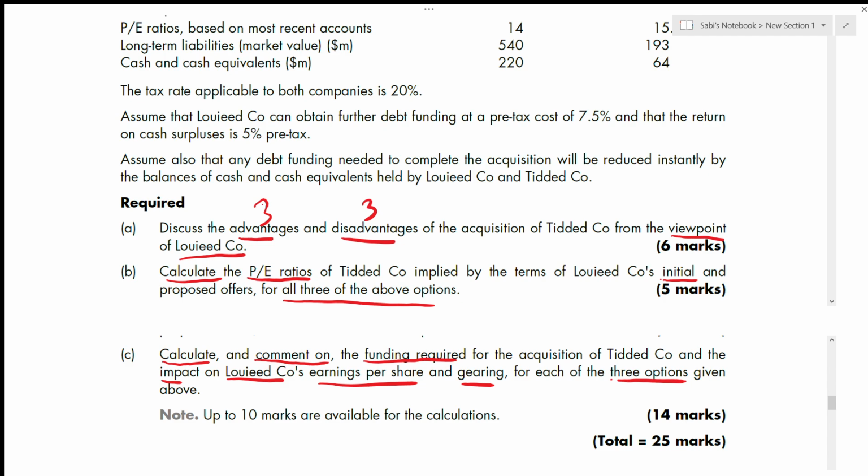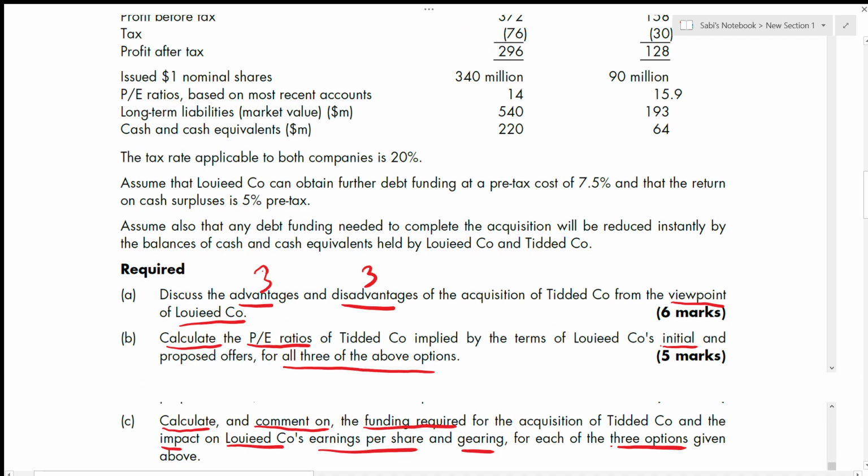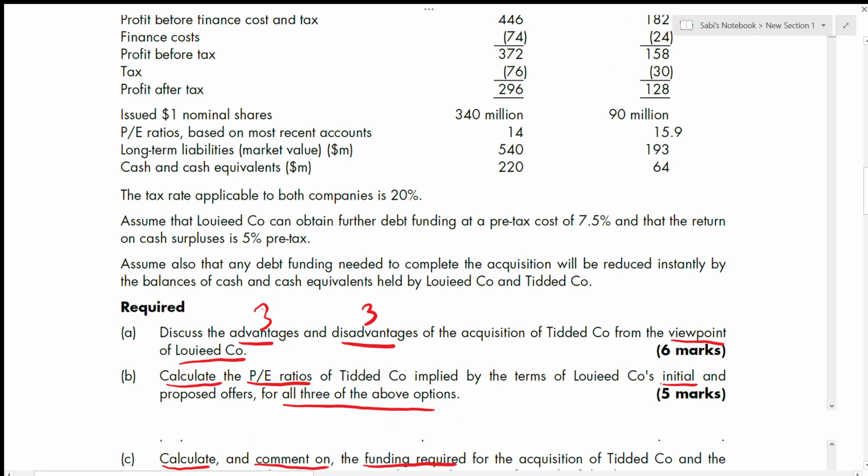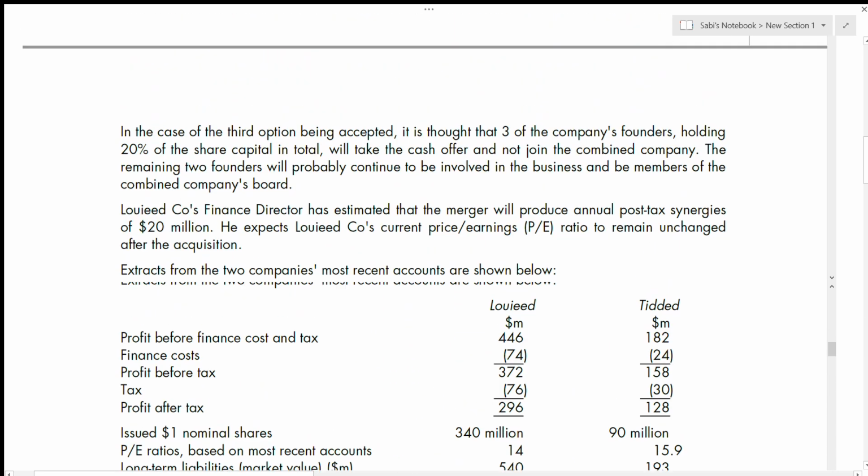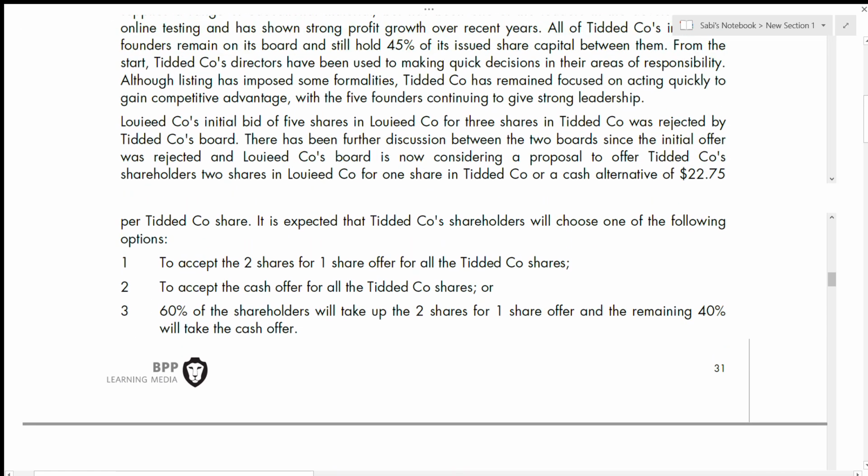Two, I'm first going to answer part by part, okay? I'm going to break this down. So I'm not going to read the whole case study. I'm only going to read the case study till the point where I only need the advantages and disadvantages of acquisition, right? So that means I don't need any calculation part. All this number part you can see, I'm not going to read. It's not needed. This is needed for parts B and C.